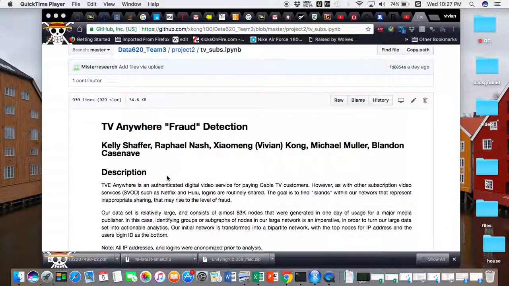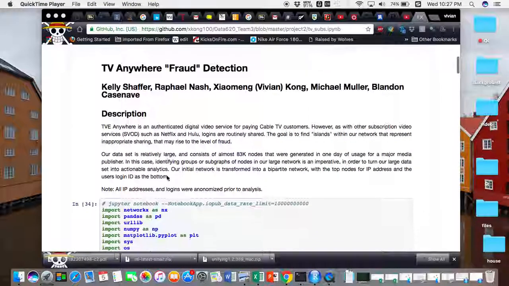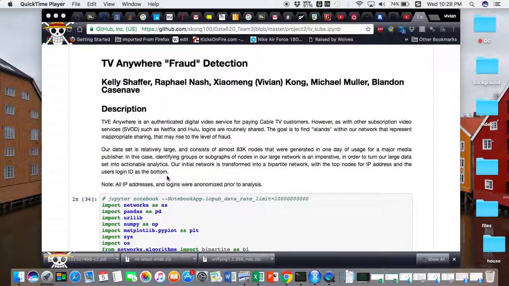This is our Team 3 Project 2. For our Project 2, we are looking at TV Anywhere. For this company, we're trying to do fraud detection. TV Anywhere is an audio and digital video service for paying cable TV customers. It's very similar to Netflix and Hulu.